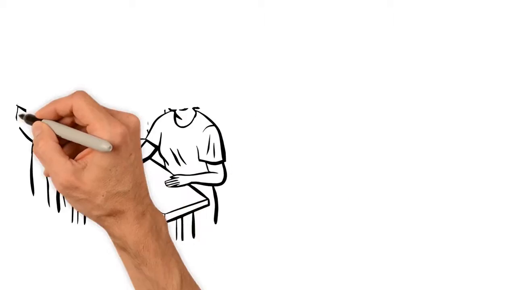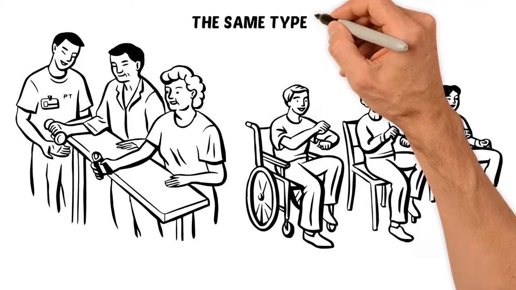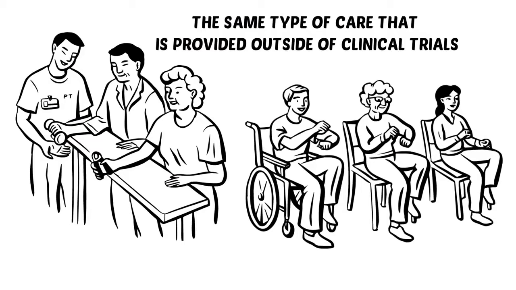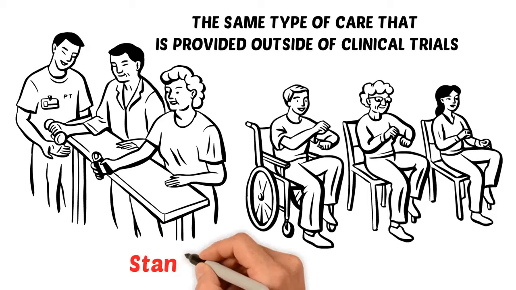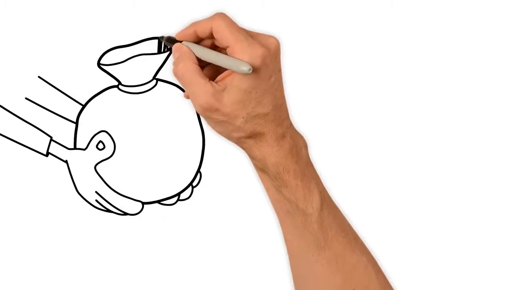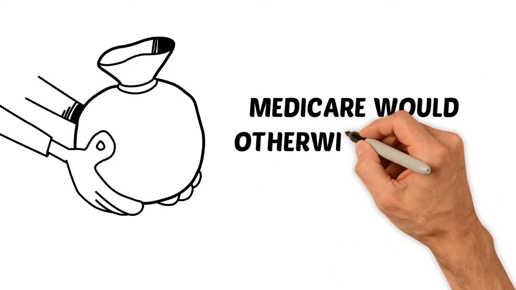These include conventional care, the same type of care that is provided outside of clinical trials as is provided during clinical trials for similar type therapy. Sometimes people refer to this as standard of care, SOC, or routine costs. But the service will only be covered and billable to Medicare if Medicare would otherwise pay for the service.